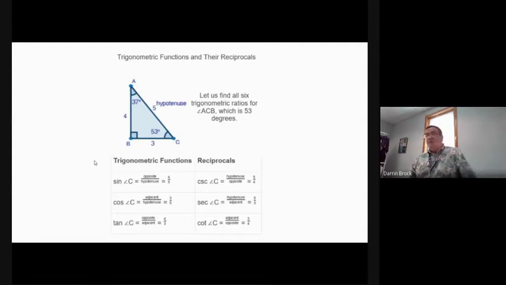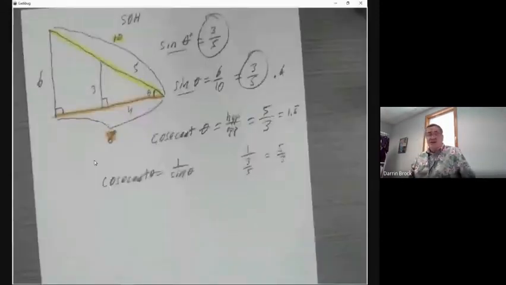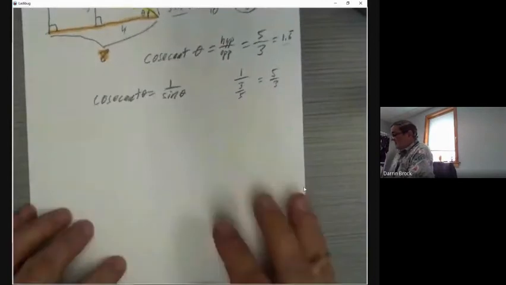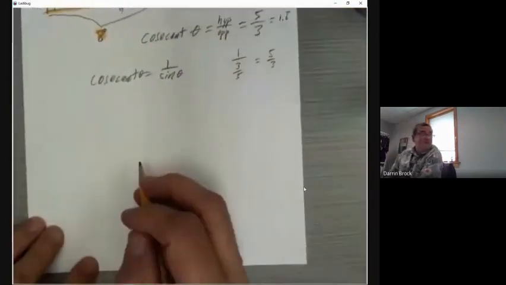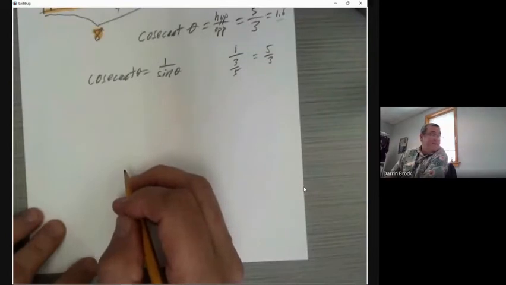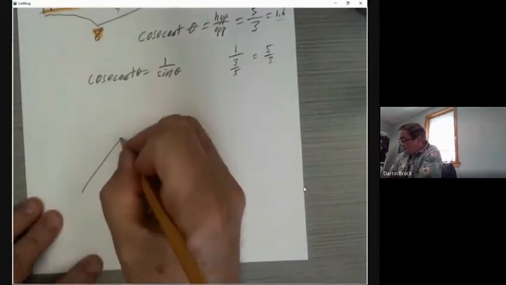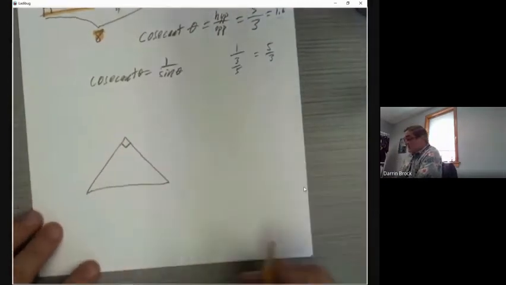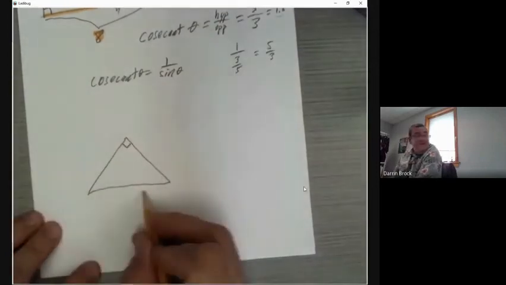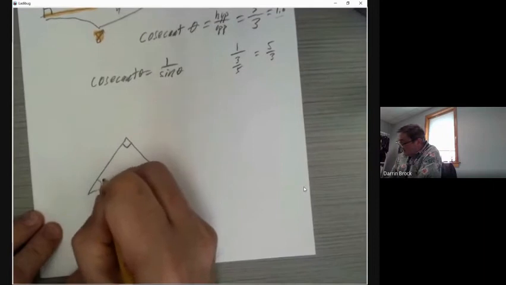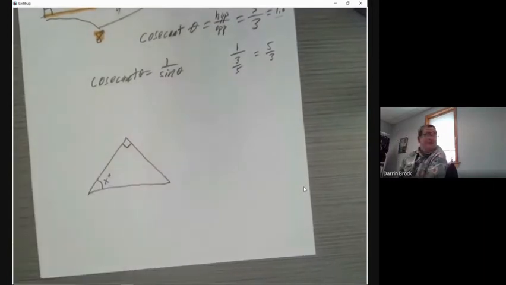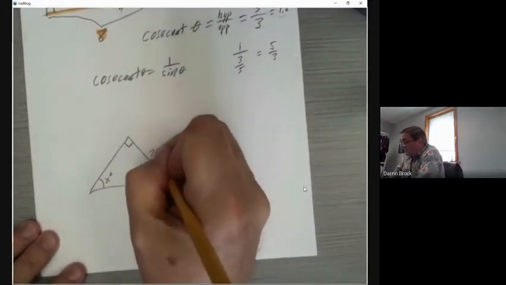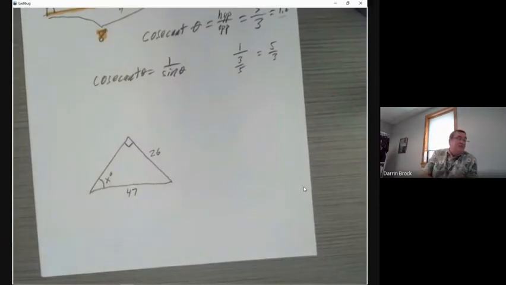All right, I'm going to talk about one more thing that you'll run into in this lesson, and that is how to find one of the sides when you have some information. Let's say, for example, we have, and I'm going to draw, sometimes you see it like this, where this is the right angle. Sometimes they'll just lay it on its side and flip it so the hypotenuse is down here. Let's say we have this angle and it's x degrees. The hypotenuse on this one is 47 long, and we're going to say this side is 26. And that's what we know.